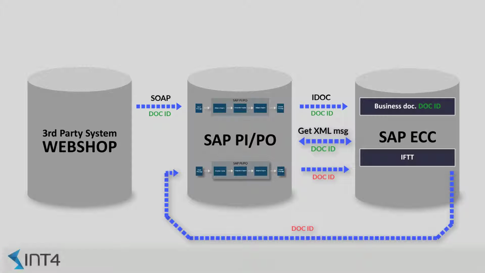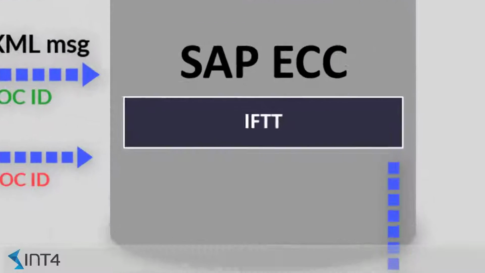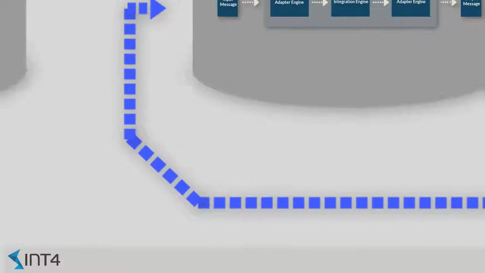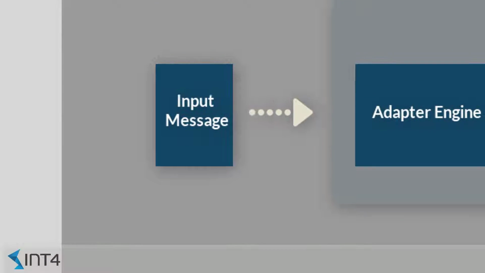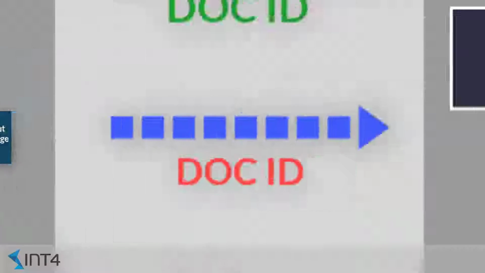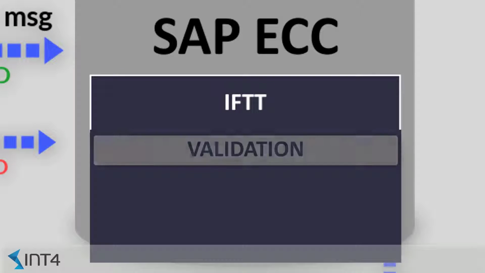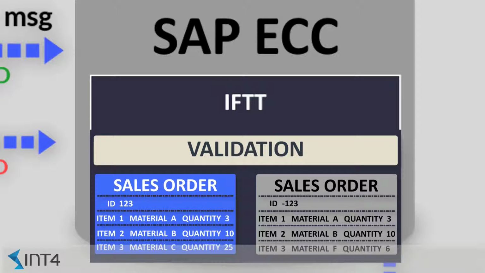Welcome back. In this video, we would like to take you behind the scenes of our interface testing tool and tell you more about the configuration process. You will learn how to make IFTT emulate the third-party system, send the messages to the PIPO, and validate the incoming document confirming or denying its faithfulness to the original.